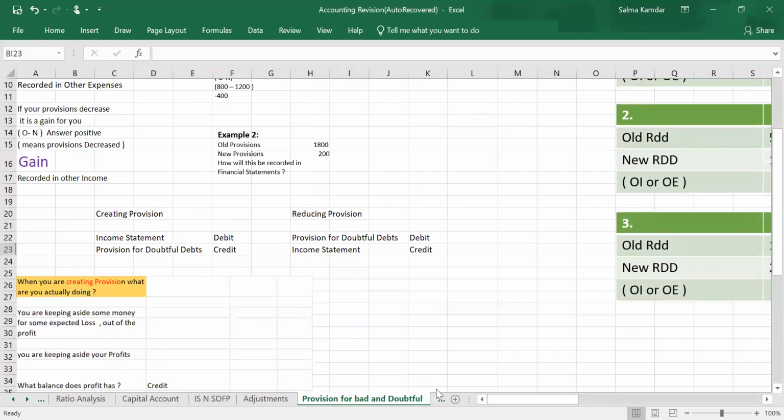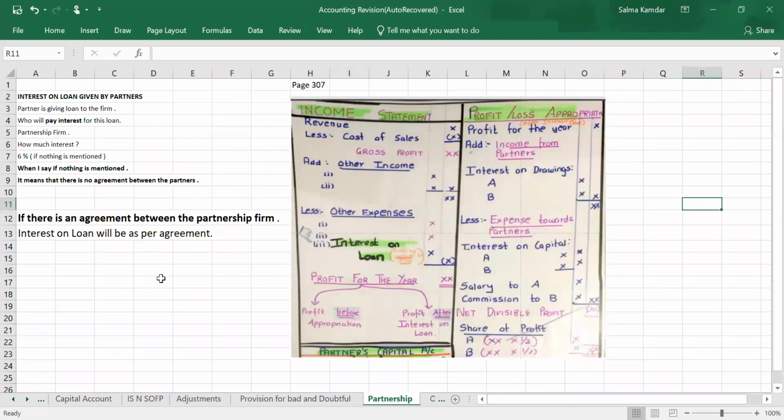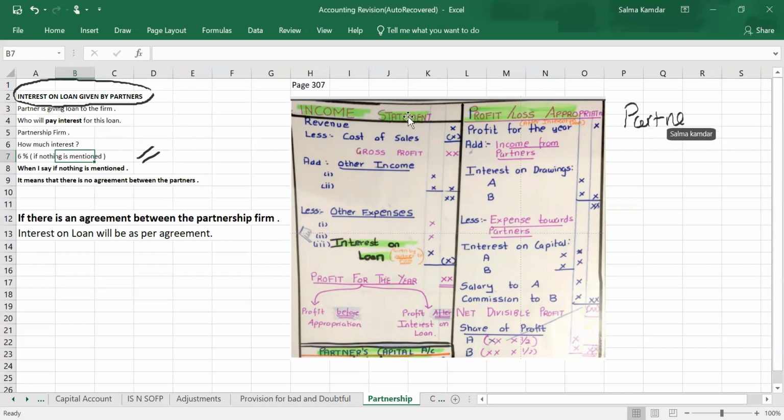Now what we're going to do is partnership account. In the partnership account, there is one extra thing that always comes. What is that extra thing? Interest on loan given by the partners. The partnership firm is going to pay interest on loan. How much percent is it? If nothing is mentioned, it's 6%. If something is mentioned in the agreement, it depends on the partnership deed.